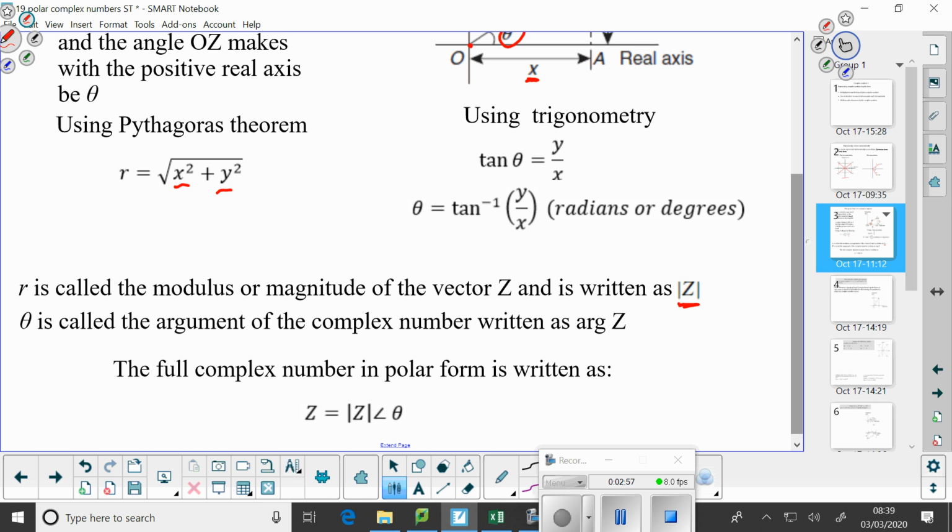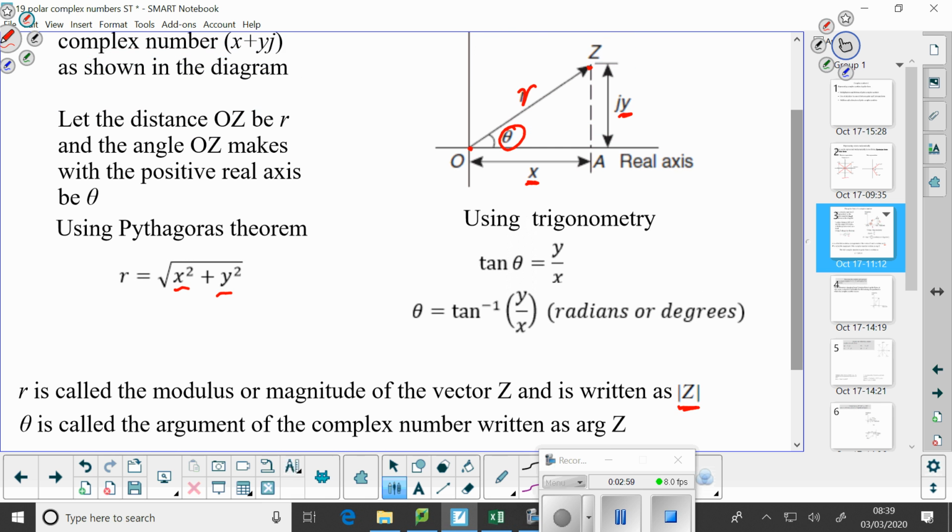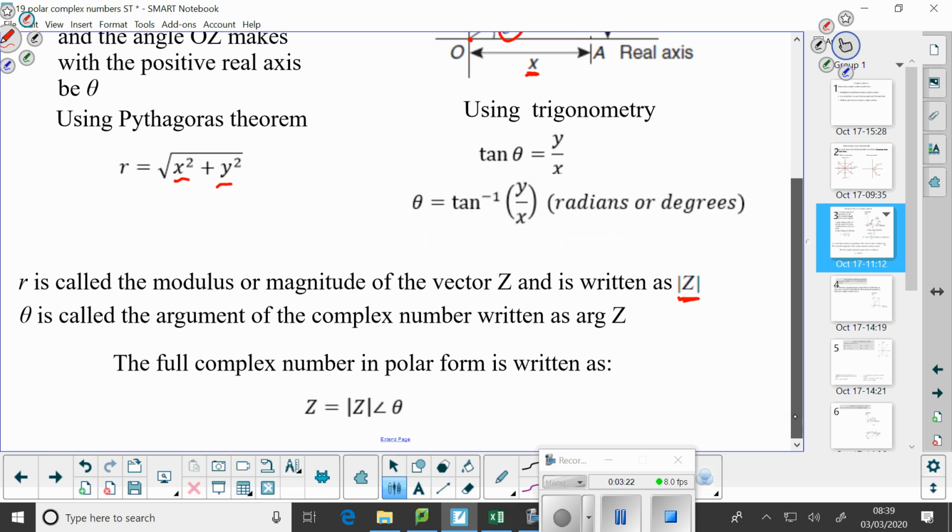Then using trigonometry and the tangent ratio, because the rectangular form gives me opposite and adjacent sides to the angle, I can rearrange that and find the angle theta from tan to the -1 of y over x, opposite over adjacent. And the full form of the complex number in polar form is z equal to the magnitude at an angle theta.